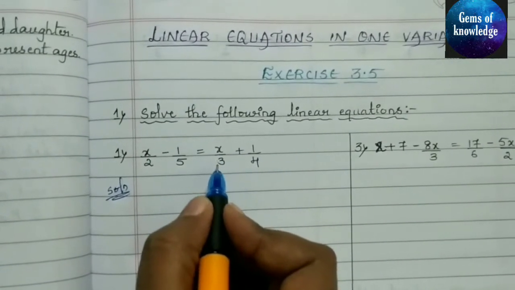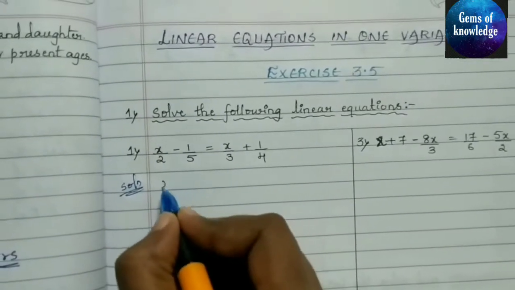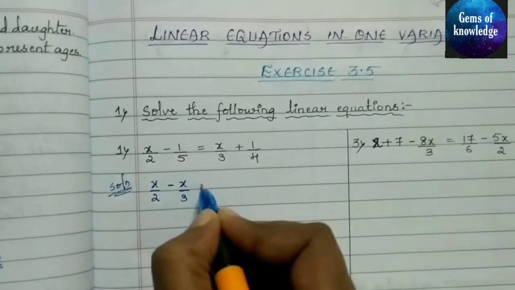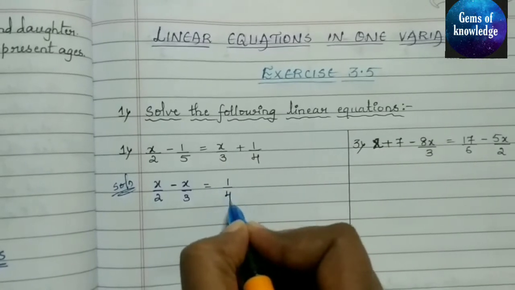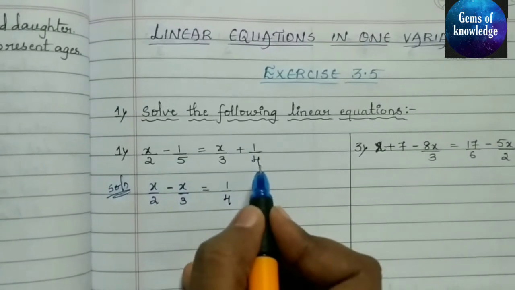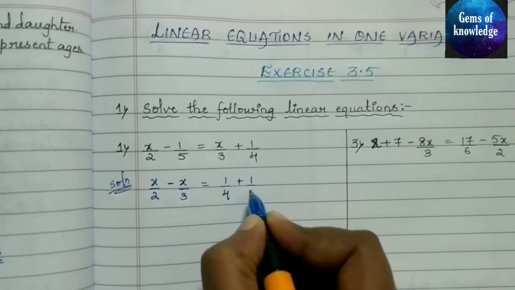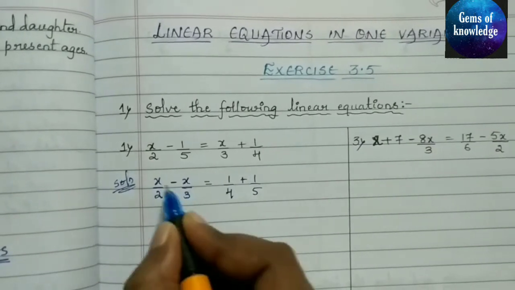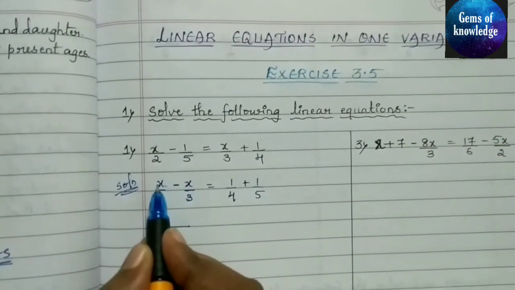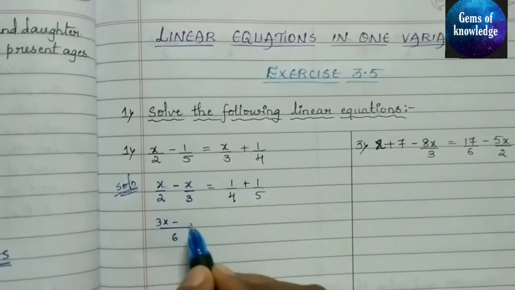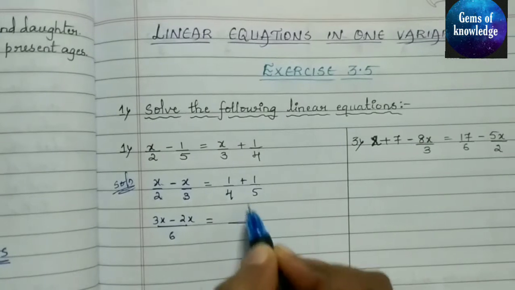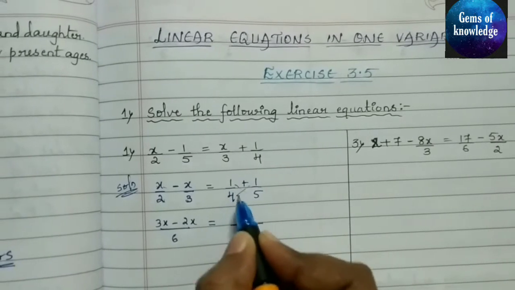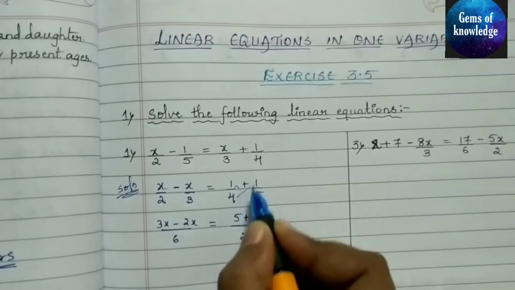So what we will do, we will bring the x terms to one side. Here x by 2, we will take this to the other side, so it will become minus x by 3, equals 1 by 4 as it is, and we will bring this minus 1 by 5 to this side, it will become plus 1 by 5. Now we will multiply these terms: 2 3s are 6, and cross multiply. So 3 into x is 3x minus 2 into x is 2x, equals, similarly here 4 into 5, 4 5s are 20, and cross multiply: 5 1s are 5 plus 4 1s are 4.